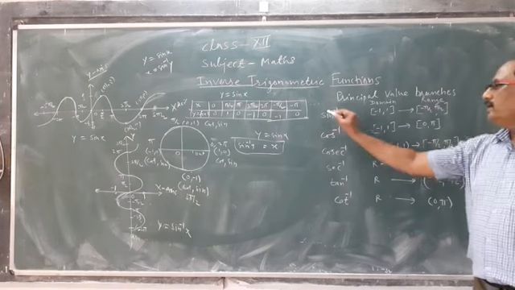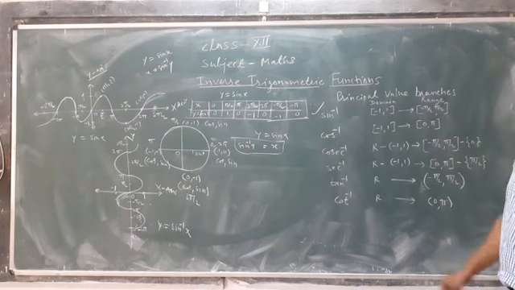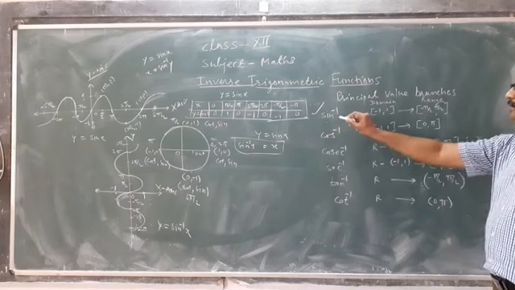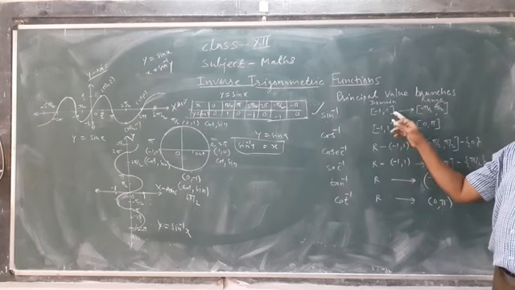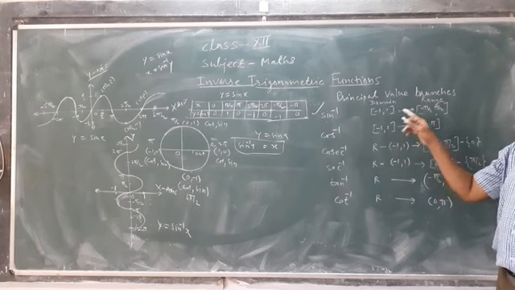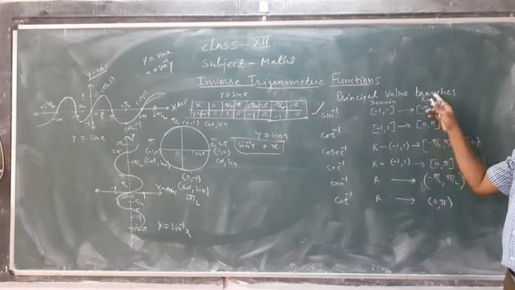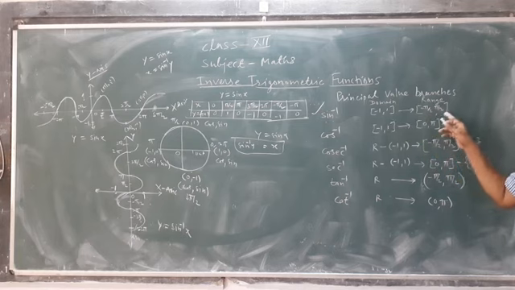The first one is sin inverse of x. Sin inverse of x means this inverse function can be defined on -1, 1. Domain is -1, 1, and the codomain range is -pi by 2, pi by 2.